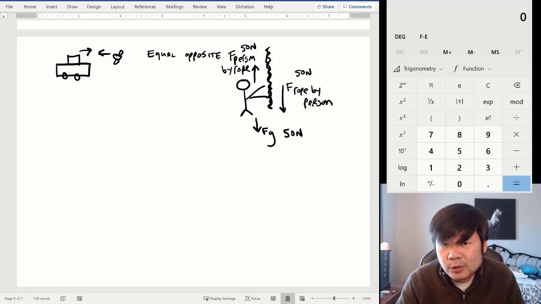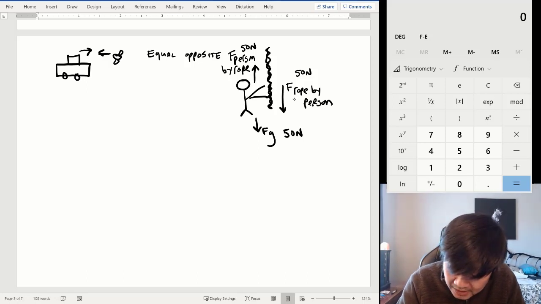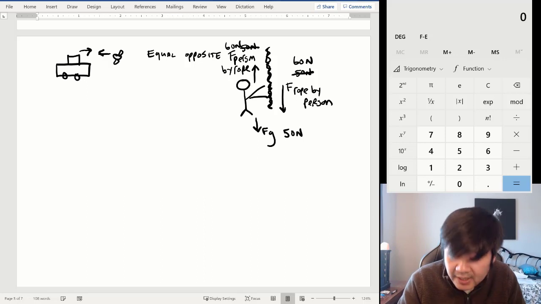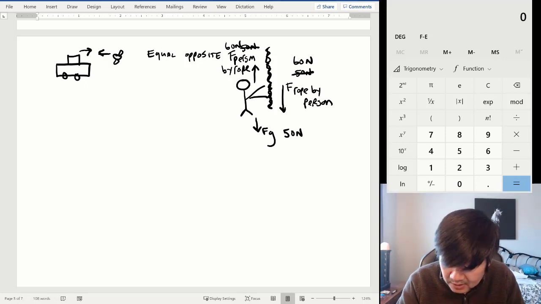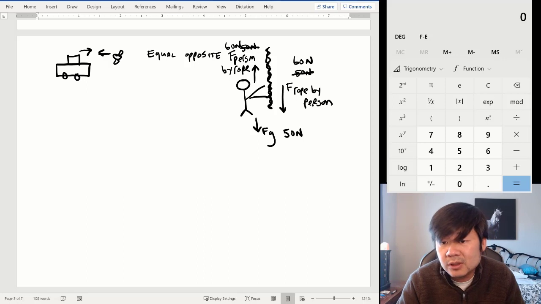So how does the person move on the rope? They pull down harder. So let's say the person pulls down with 60 newtons of force. Now, what does the rope pull up at? 60 newtons. And now look what you have. You have a net force because 60 minus the 50 gives you 10 newtons of net force, and that person would move up the rope.